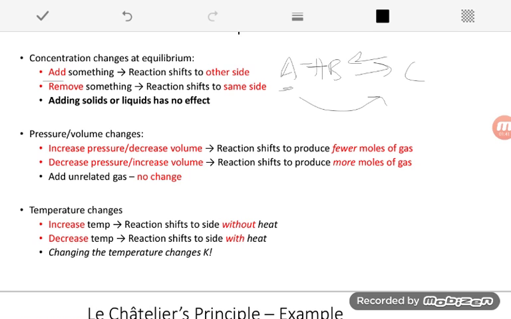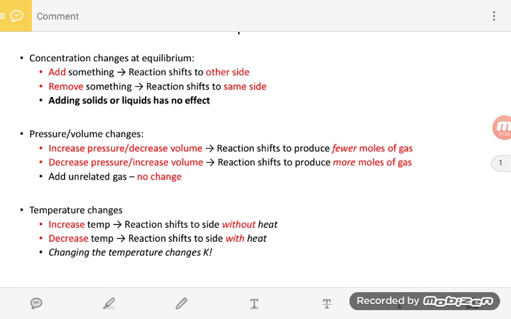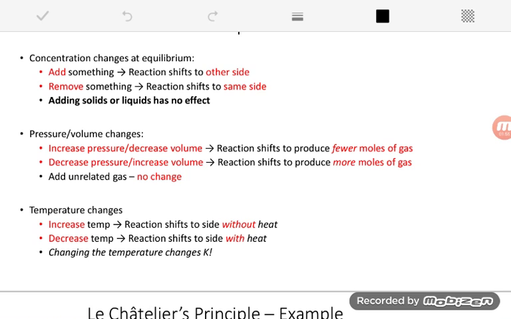If I had added C, on the other hand, it would do the opposite. Now I've messed up that ratio by adding too much product, so it would try and shift in the opposite direction and shift back and make more reactants. Really similar, if I remove something, now it's going to try and fill that gap. So if I have A plus B goes to C, let's say I remove some of my A, well, now I kind of have a hole that I need to fill in, so the reaction's going to shift in that direction to try and make more of that A. So it's going to shift to the same side as the one I removed something from.